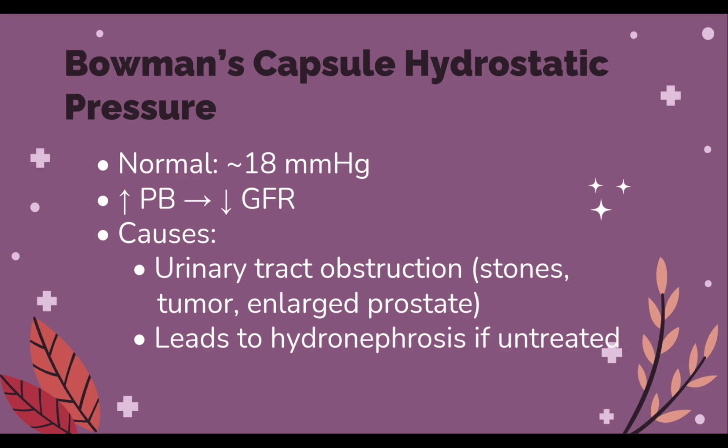So we are going to talk about the Bowman's capsule hydrostatic pressure. The normal value is about 18 mmHg. It is inversely proportionate, so when the value increases, glomerular filtration rate decreases. What are the causes which can increase the Bowman's capsule hydrostatic pressure and lead to reduced GFR? They are urinary tract obstruction. Urinary tract obstruction can be caused by stones, tumors, or an enlarged prostate. If we do not intervene, it can lead to hydronephrosis.